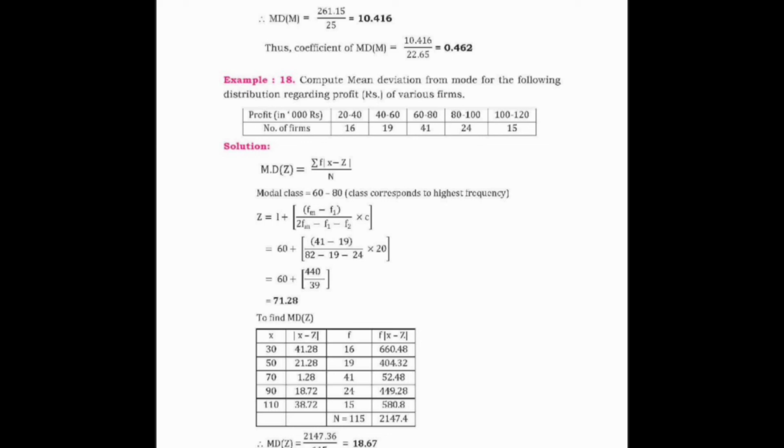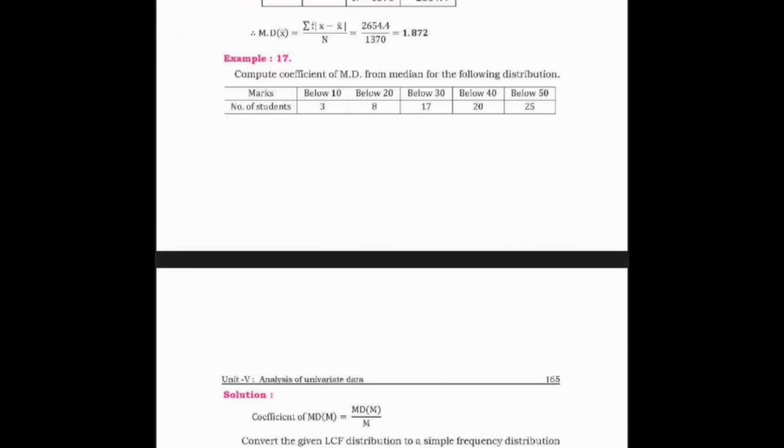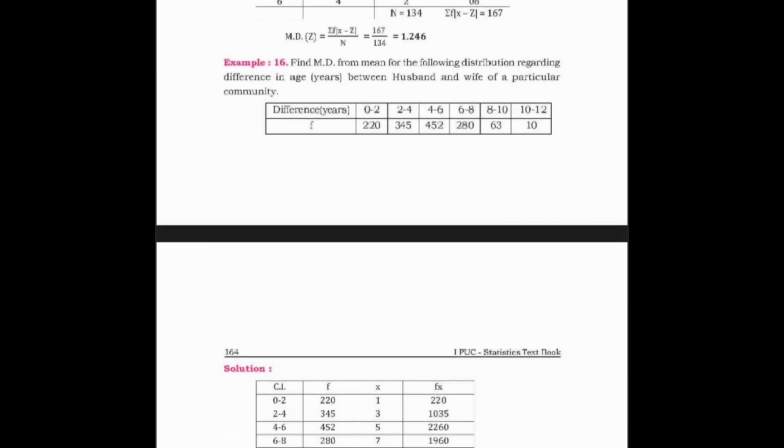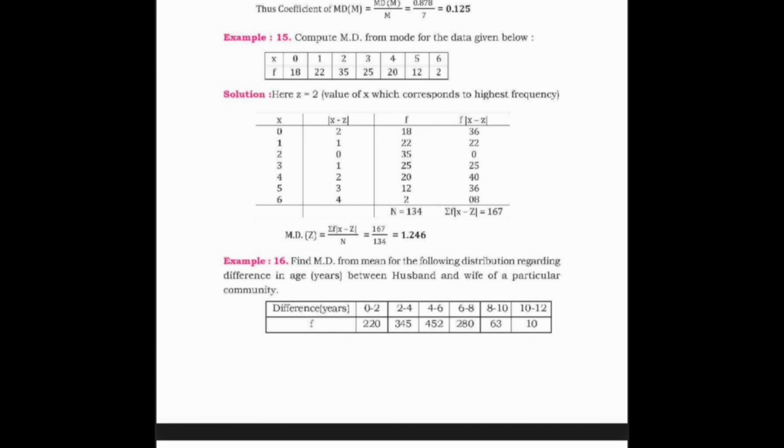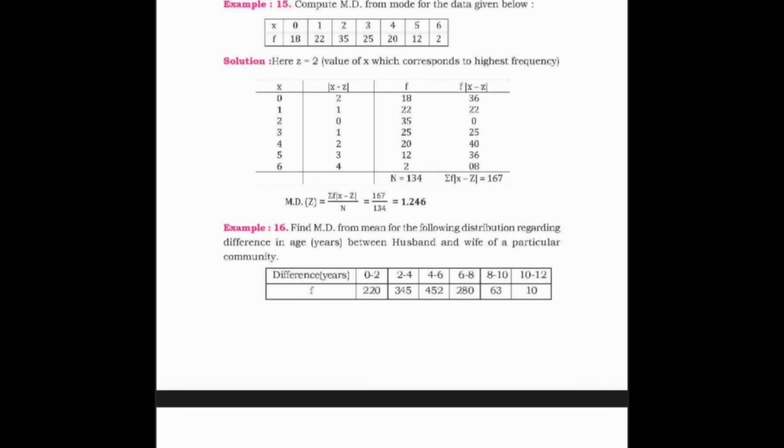The class interval you have to calculate. That example I will show you. The 16th example, it is on the screen. Okay, find the mean deviation from mean. The class interval you have to take as the midpoint only, x and fx. X bar is equal to fx divided by capital N. X bar you are calculating. After calculating x bar, you substitute it in x minus x bar, frequency and f into x minus x bar.